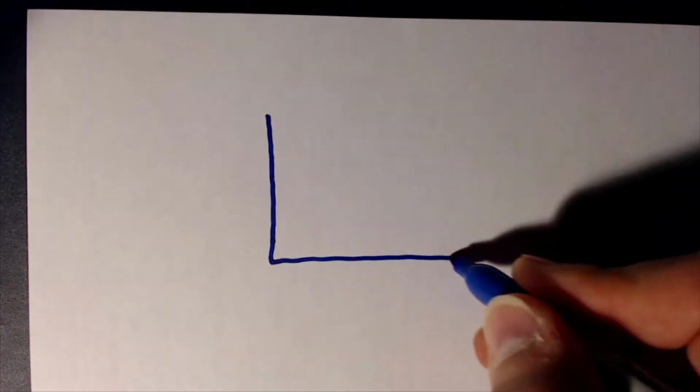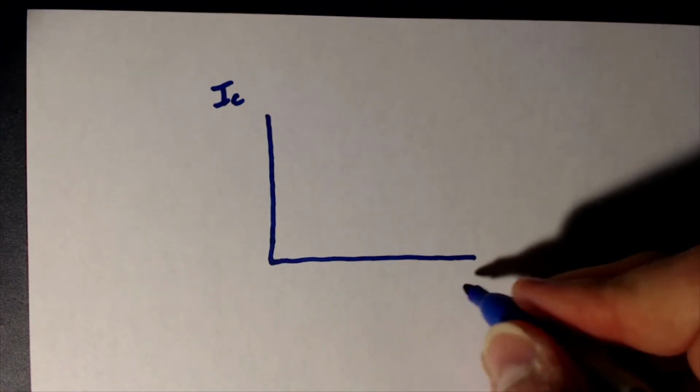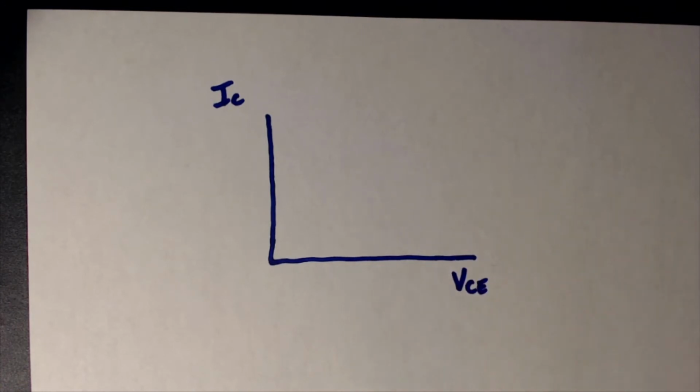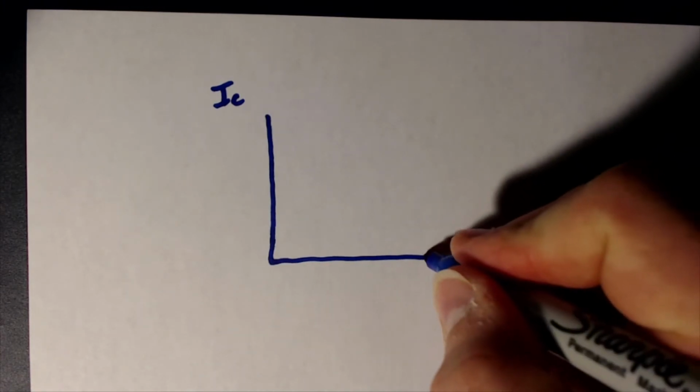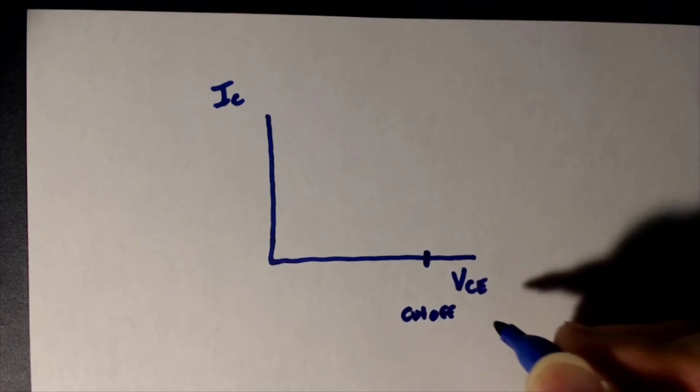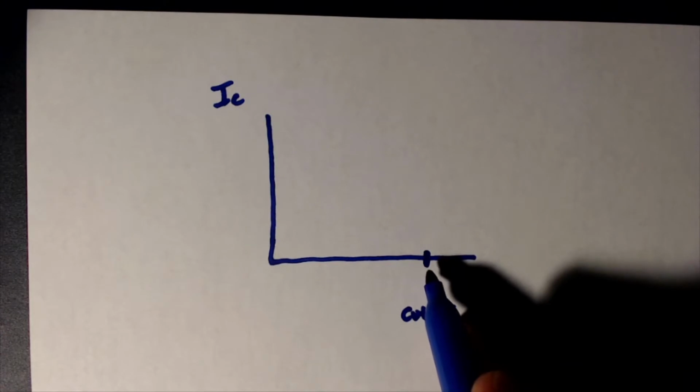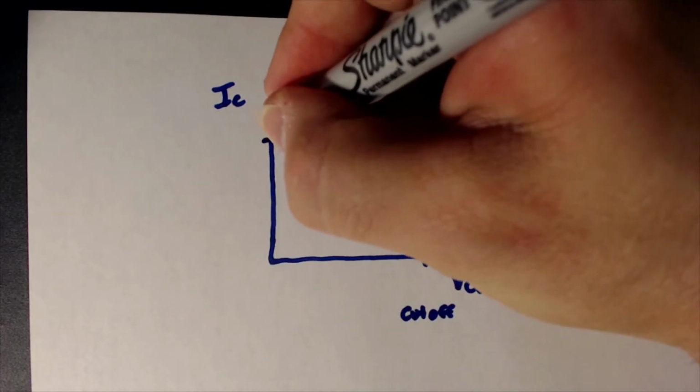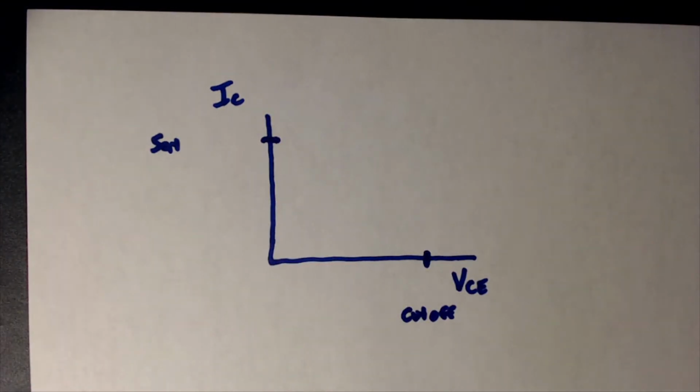So let's go ahead and draw ourselves a load line. IC on the y-axis, VCE on the x-axis. Okay, and remember the two things we're interested in. We want to know this point, which occurs at cutoff. So we're interested in what VCE is at cutoff, and we're interested in what IC is at saturation. Okay, now let's go ahead and do cutoff first.